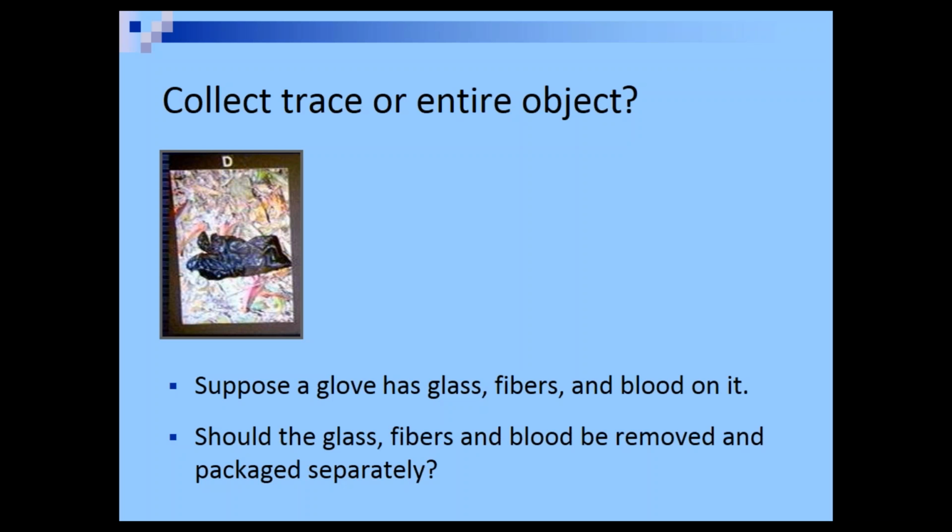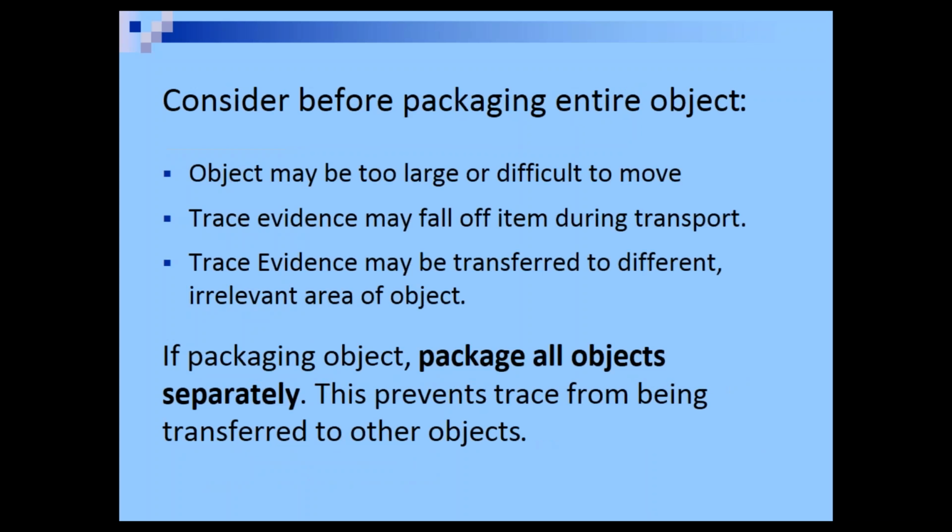All right, so if a glove has glass or fibers or blood on it, how do we want to collect this? It's probably best to just collect the entire object. Similar to blood, you don't necessarily want to swab the blood off of this object. You want to collect everything, so you're just going to throw it all in a bag. There are some exceptions to this rule where you don't want to collect the entire object, if it's extremely big, or if the trace evidence may fall off. You definitely want to make sure you're packaging it in some type of plastic envelope without any holes in it so you don't lose the trace evidence.